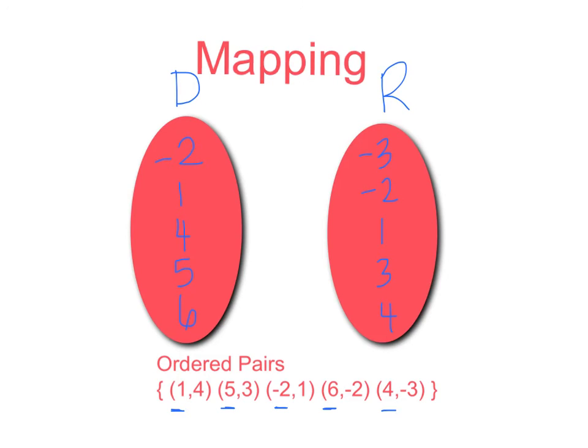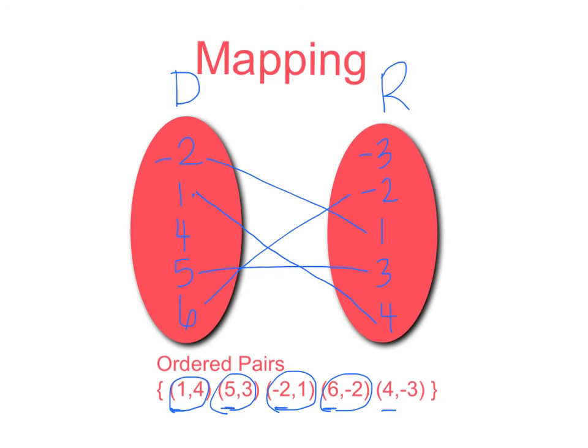Now, in order to complete our mapping diagram, we just have to match the correct domains with the correct ranges. So the first one is 1, 4. So I'm going to find the 1 on the domain and map it to the 4 on the range by just drawing a line. Now we're at 5, 3. So start at 5 on our domain and connect it to the 3 on our range. -2, 1. So start on the -2, go to the 1. 6, -2. And then 4, -3.